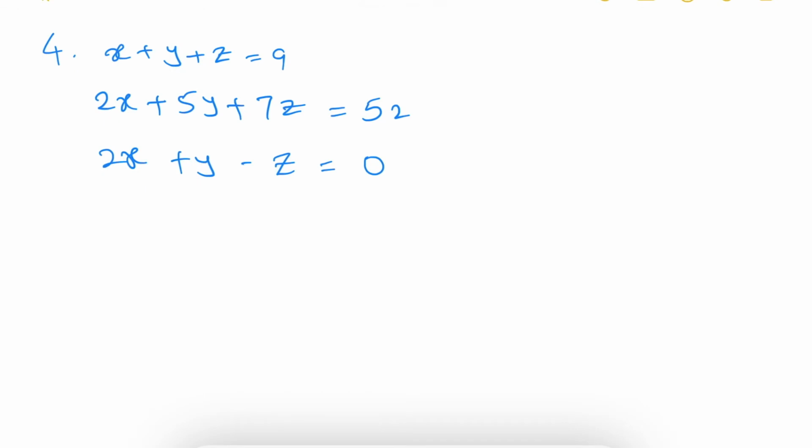The fourth question is x plus y plus z equals 9, 2x plus 5y plus 7z equals 52, 2x plus y minus z equals 0. First, from the given three equations, let us find the matrix A. Here the x coefficient is 1, y coefficient is 1, z coefficient is 1. That becomes the first row, 1 1 1. In the same way, the second equation: x coefficient 2, y coefficient 5, z coefficient 7. The third equation: x coefficient 2, y coefficient 1, z coefficient minus 1.